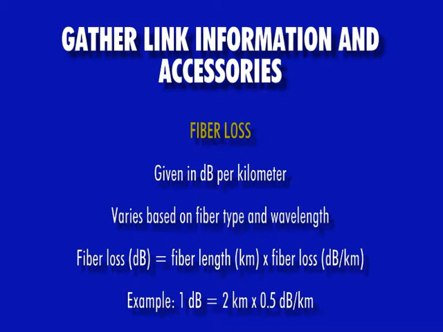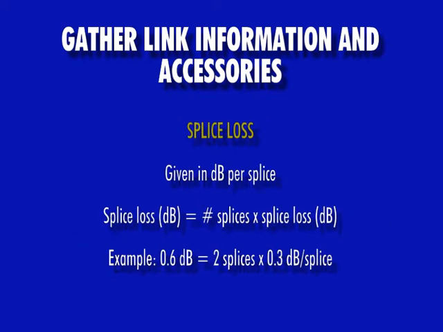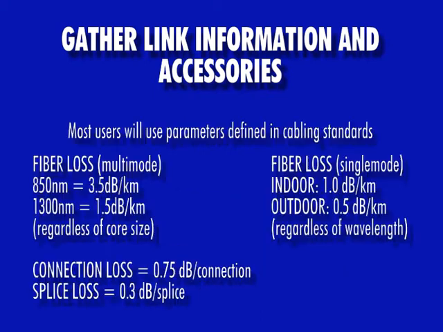Fiber loss is given in dB per kilometer and varies based on the fiber type and wavelength. To calculate fiber loss, multiply the fiber length in kilometers by the fiber loss. Connection loss is the number of connections multiplied by the dB loss per connection. Splice loss is the number of splices multiplied by the dB loss per splice. Most users will follow the fiber, connection, and splice loss specified in cabling standards, such as the TIA-568.